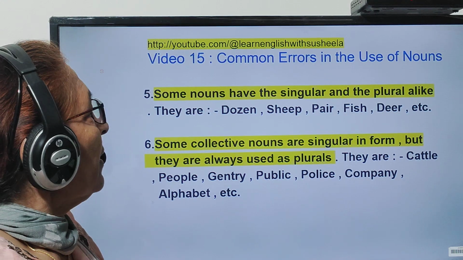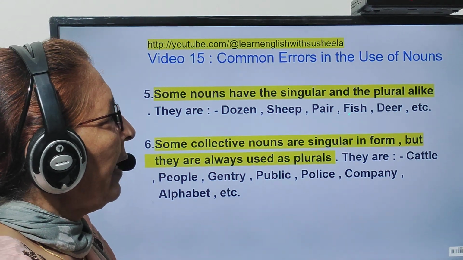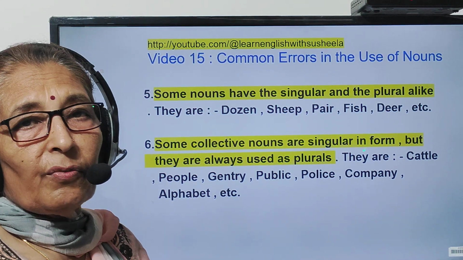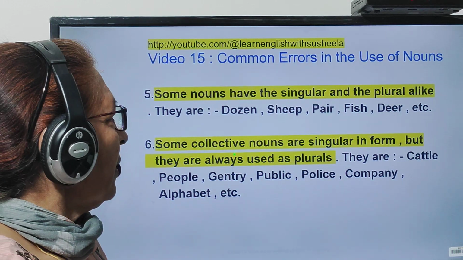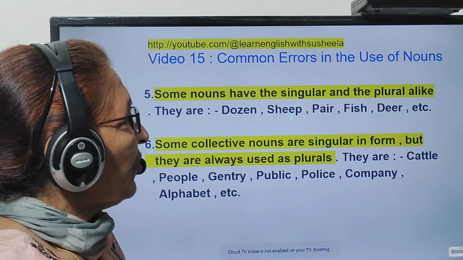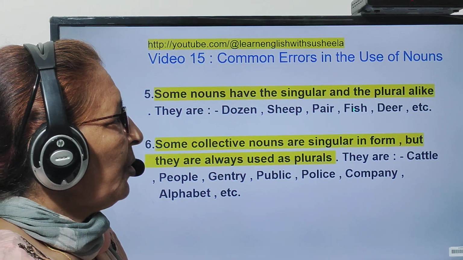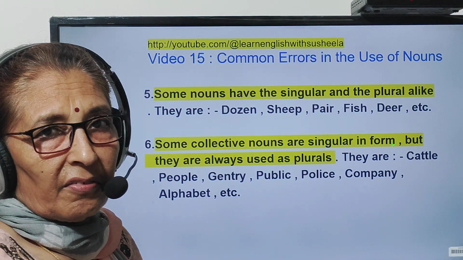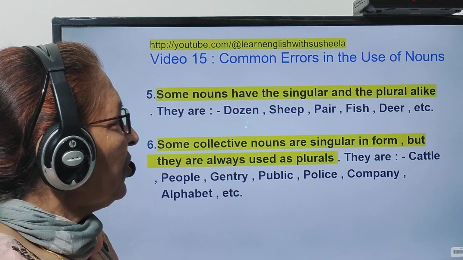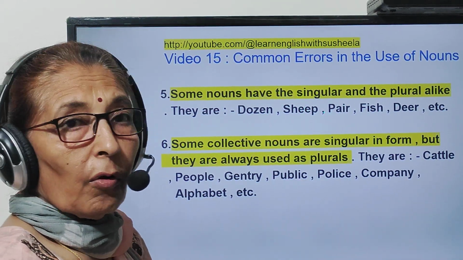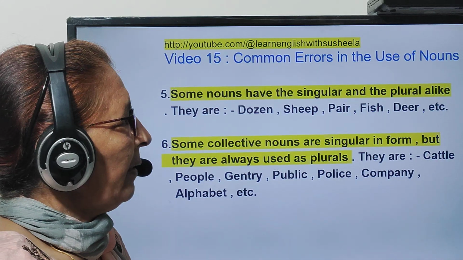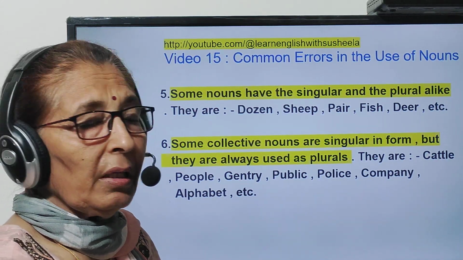Next, fifth. Some nouns have the singular and plural alike. Means we don't change them. They are same, whether singular or plural. Like dozen, sheep, pear, fish, deer, etc. For example, she bought 4 dozen apples. I saw a flock of sheep in the field. The fish are swimming in the pond.